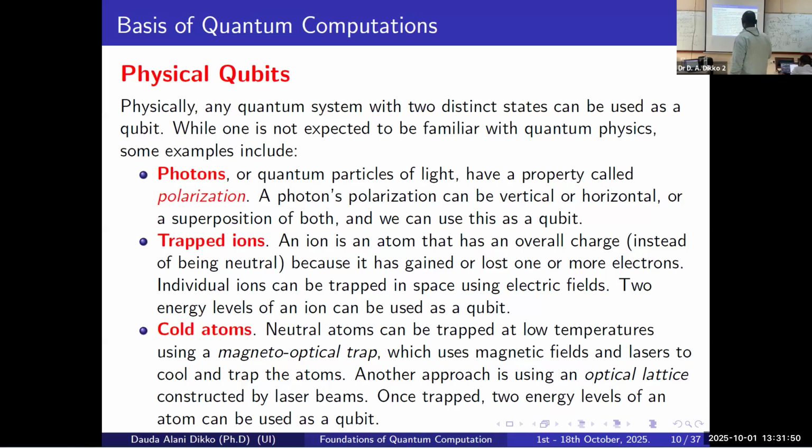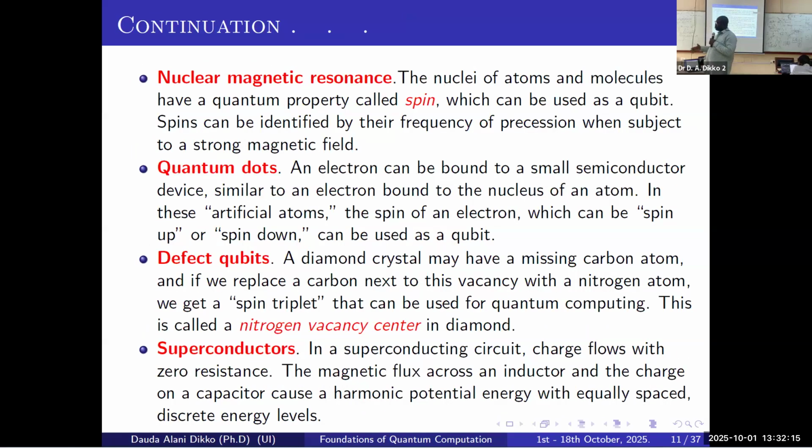So neutral atoms, that's what cold atoms are, can be trapped at low temperatures using a magneto-optical trap, which uses magnetic fields and lasers to cool and trap the atoms. Another approach is using an optical lattice constructed by laser beams. Once trapped, 2 energy levels of an atom can be used as a qubit. Most of these have some theoretical background in physics, and if you want to see it more, you have to do more physics. But they are just examples of qubits that we are trying to understand with computational tools, where you can use them.